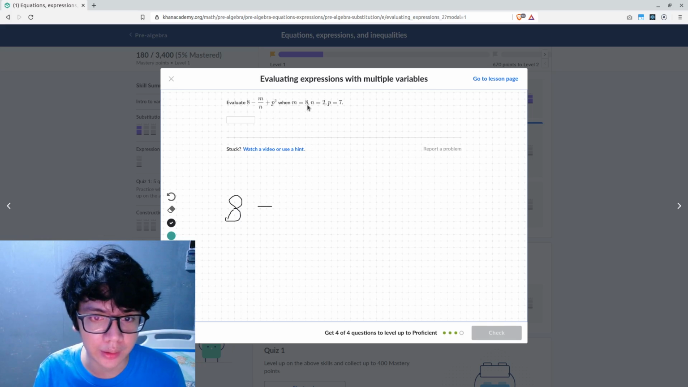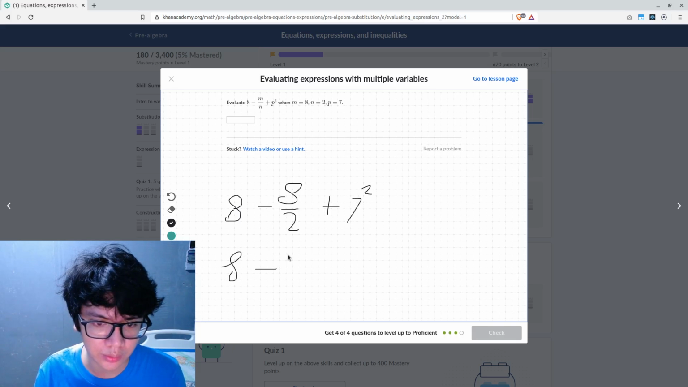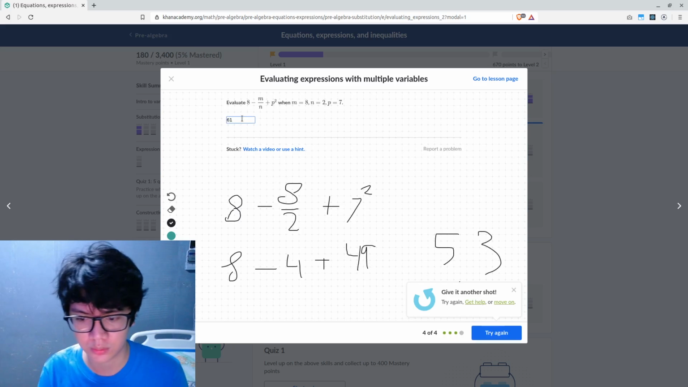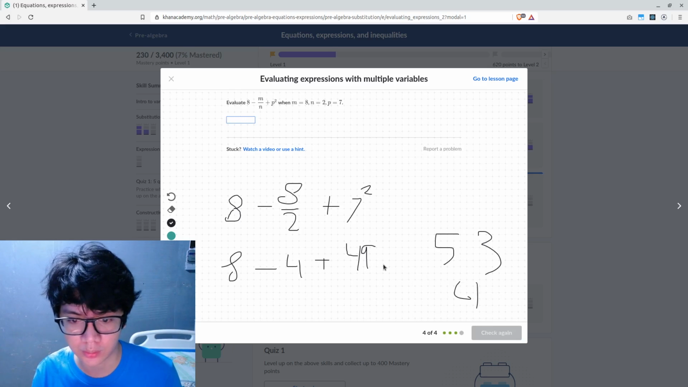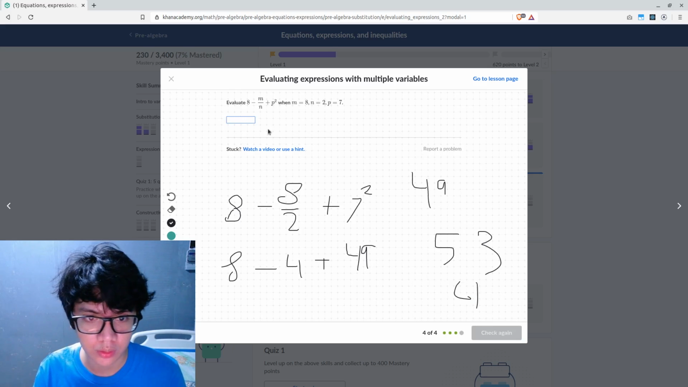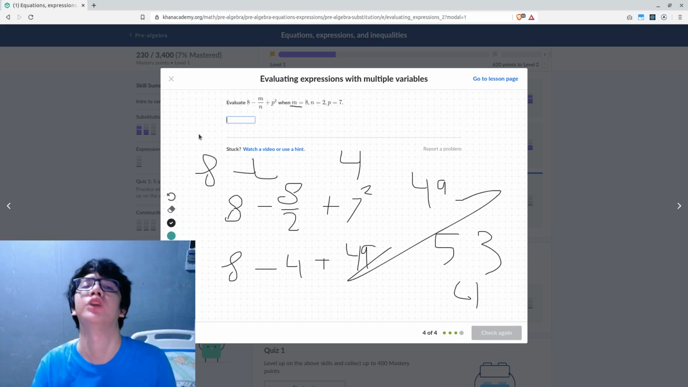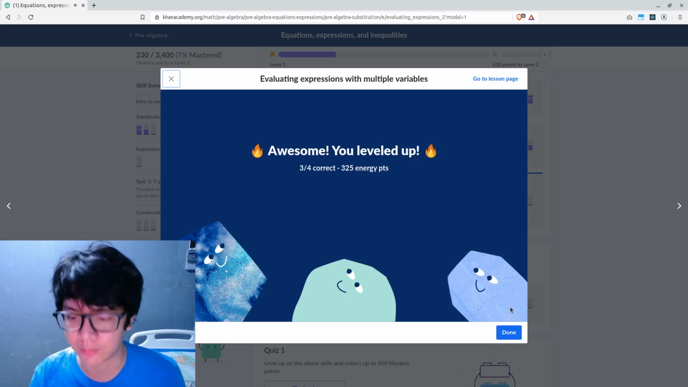8 and n's 2 plus 7, so 49. 8 minus 4 plus 49 is 53, 61. Whoa, for real? M? What's M? M is 8 divided by 2, is 4. 8 minus 4. Oh, I added the wrong thing. Hasty.